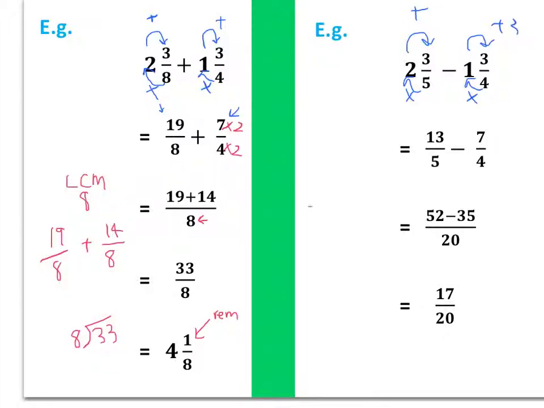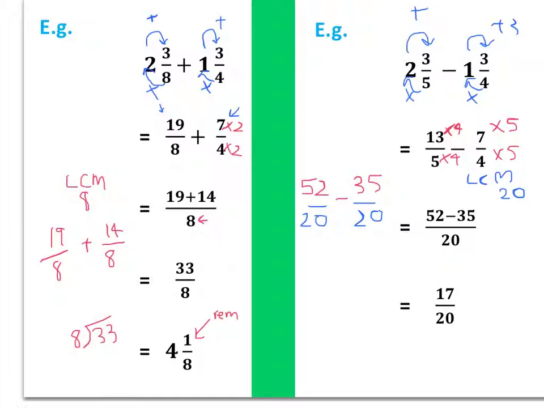Here we have our second step to make a common denominator. The lowest common multiple of 4 and 5 is 20. So we want both of our fractions over 20. So we have 5 times 4 to give us 20, so we want to multiply our 13 by 4 as well. 13 times 4 is 52. We multiplied our 4 by 5, we do the same to the 7, and we end up with 35.